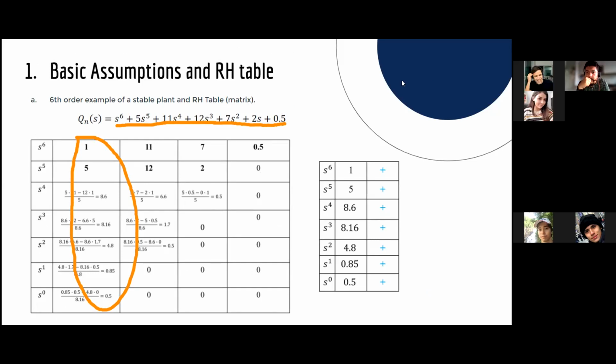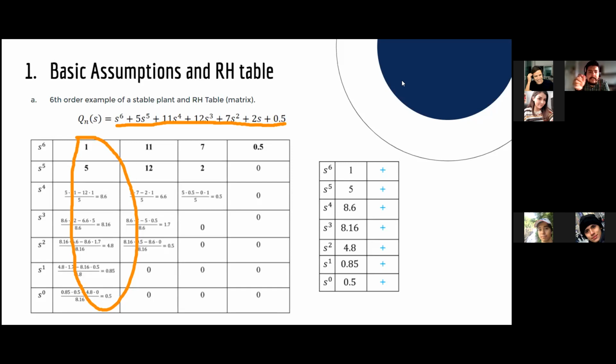Yes, Aldo? Yes, teacher. If we see that one of the coefficients has a different sign, we know that it's unstable. It could be all of them positive or all of them negative, but no mix. That is correct.